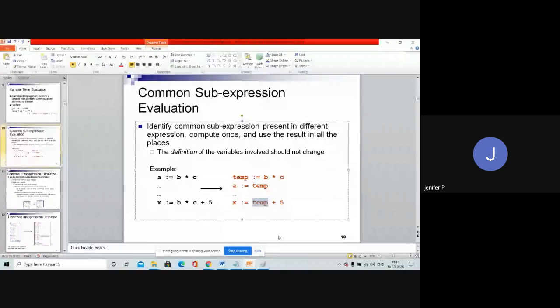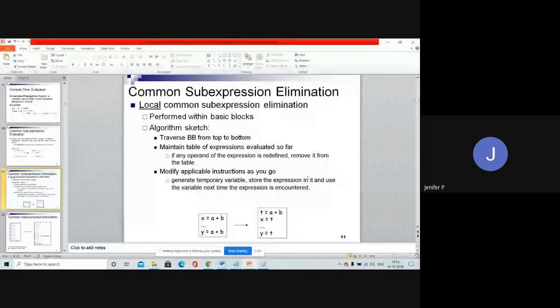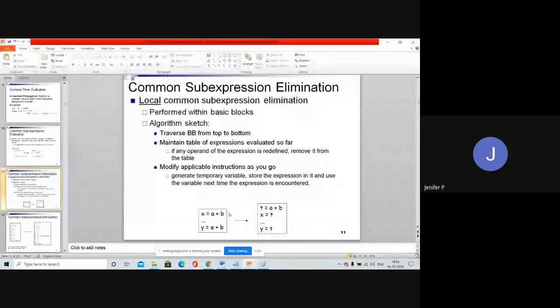When it is done within a block, that is called local common sub-expression elimination. When it is done between blocks, a block, as we see in coding, starts with the opening brace and ends with the closing brace, right? So within that block it is called local common sub-expression elimination. Otherwise, it is called global common sub-expression elimination.